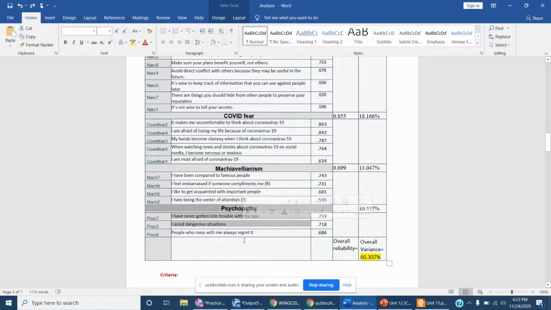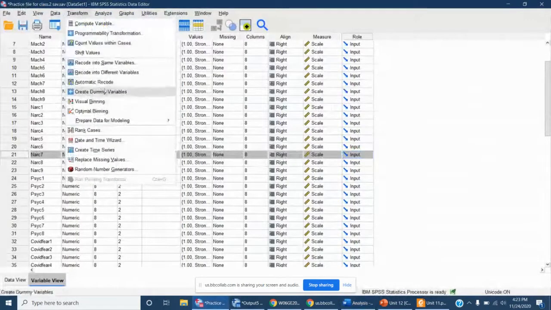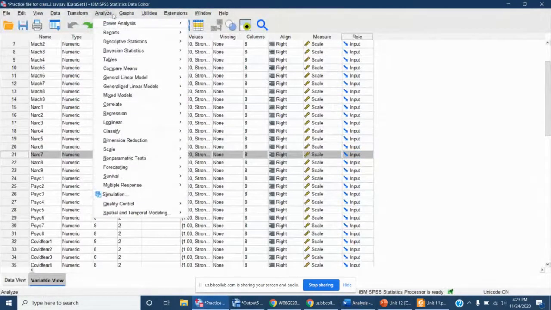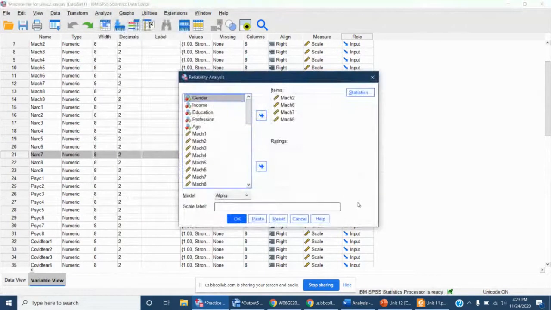Our last variable is psychopathy. We need to calculate its reliability as well. I will go to the analyze button. I will go to the scale button. I will check reliability analysis.